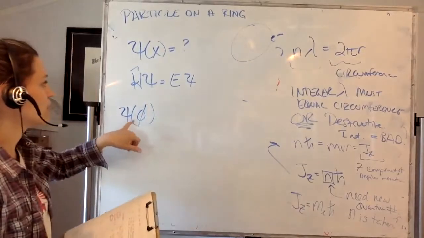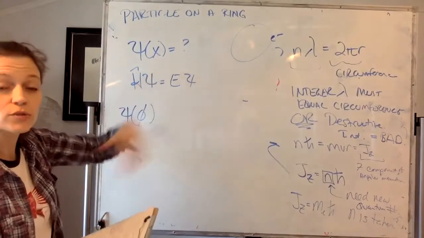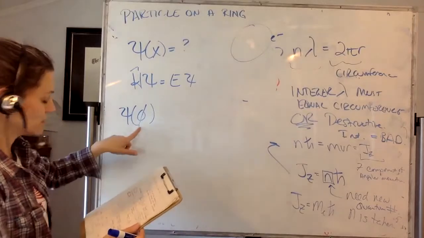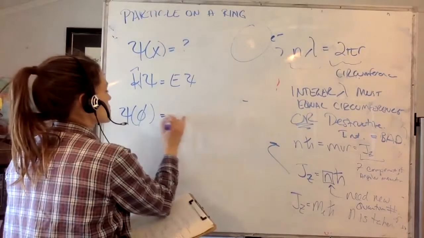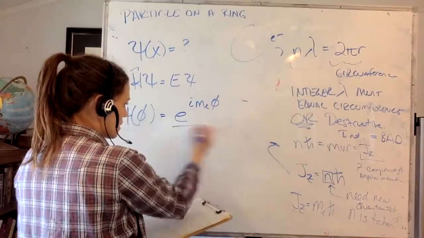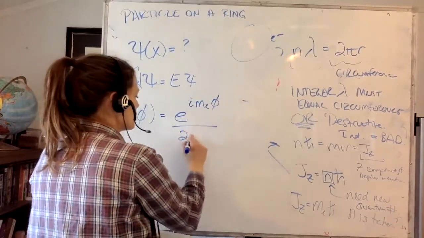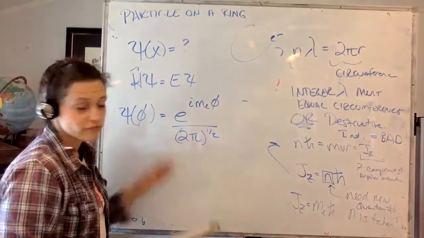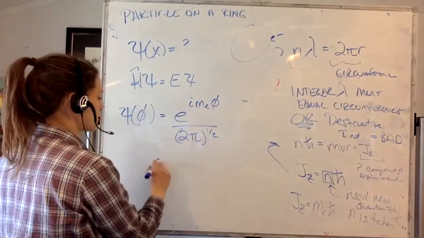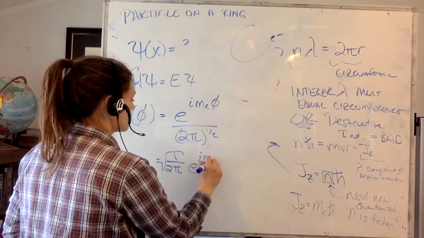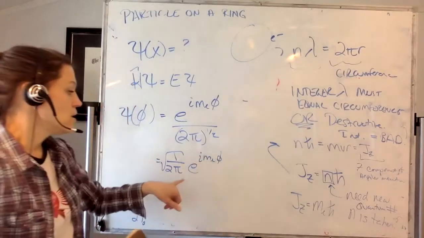So instead of having psi as a function of x, we're leaving Cartesian coordinates and moving into spherical coordinates. My angle is going to be phi, and this is going to be e to the i m sub l phi divided by 2 pi to the 1/2. Okay, so this is the normalized wave function. Here's my normalization constant, and I can rewrite this as 1 over the radical of 2 pi, times e to the i m sub l phi.